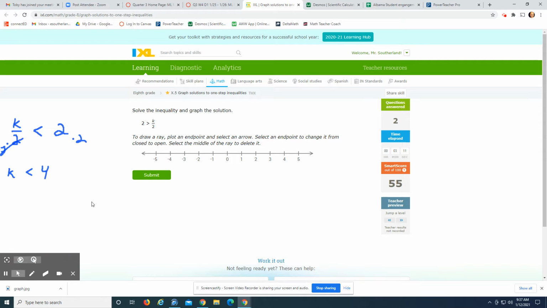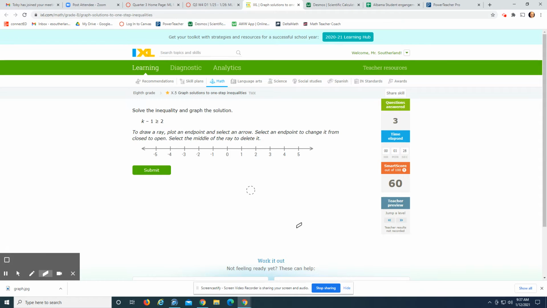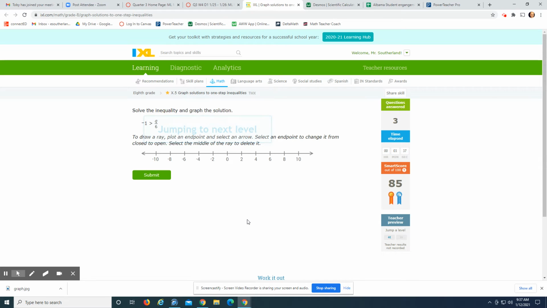And so then we go to our graph, we go to 4, and we say, okay, here's 4. Doesn't have the equal to sign, so we want an open circle. And then everything less than 4 would be to the left. And so then we click submit. Relatively, this is a similar type of problem. So we're going to jump to a more difficult problem because there's one more thing that is different too.